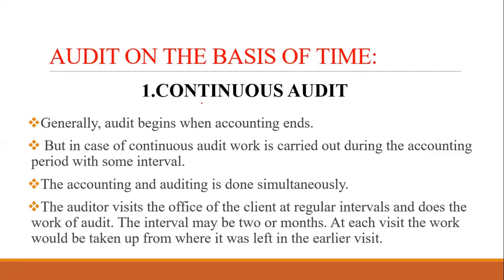The auditor visits the office of the client at regular intervals and does the audit work. The interval may be two or more months. At each visit, the work is taken up from where it was left in the earlier visit. In the first month, whatever has been recorded will be kept as recorded. In the next month, the auditor starts from the same point where he stopped last and continues with the other transactions. This is known as continuous audit.